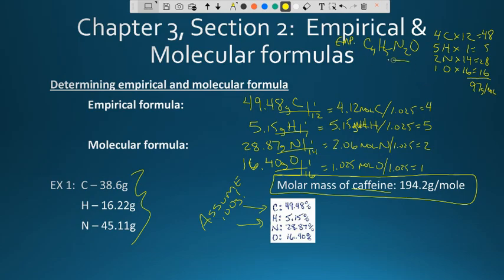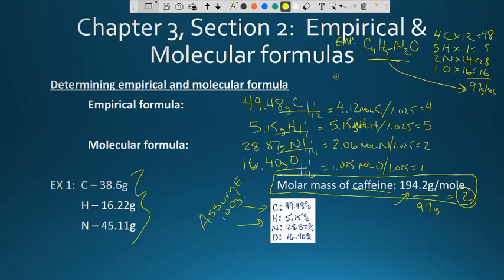So the mass of the empirical formula is 97 grams per mole, but the molecular formula is 194. How much bigger is that molecular formula? Well, if I divide my 194.2, my molecular mass, by my empirical formula mass, I end up with the molecular formula being 2 times greater. So I just took the molecular mass, divided it by the empirical formula mass, and I found that the molecular formula was double that of your empirical formula.